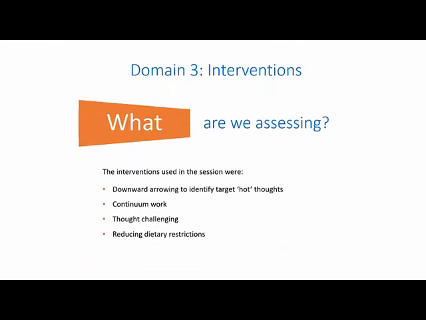Within this particular session recording, the interventions that we used were downward arrowing to identify target hot thoughts like "I don't look normal, they're going to know", and these thoughts linked back to the formulation. There was continuum work targeting all or nothing thinking like "it's all gone wrong and I've blown it", which again was linked back to the formulation. Thought challenging, so testing evidence for and against thoughts about people noticing. And finally, some work around reducing dietary restrictions.